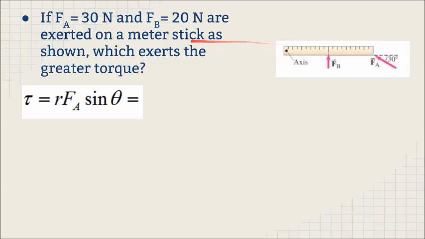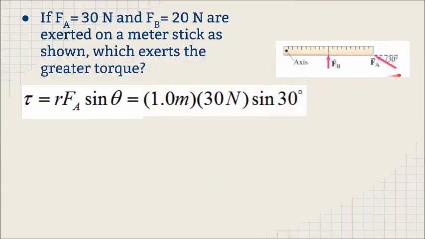The radius of A is 1 meter, because it's on the end of the meter stick, and the force is given here as 30 newtons. But it's not perpendicular, so we have to account for that. We need the perpendicular force, the one that goes up and down here. So we're going to say 1 meter, and we want the component that goes up this way, and so we're going to use the sine function because that would be the opposite of the 30-degree angle.